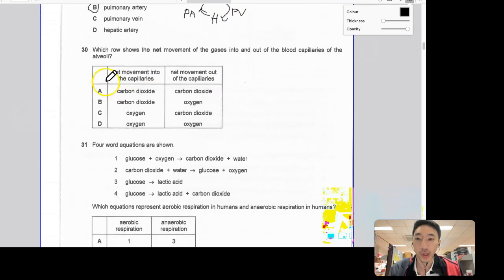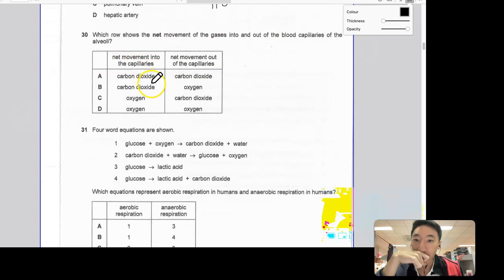Okay, next we have question 30. Which row shows the net movement of gases in and out of the blood capillaries of the alveoli? So net movement into the capillaries, carbon dioxide, so wrong. Oh wait, what am I talking about? Sorry, I'm thinking wrongly. Which shows the net movement of gases into and out of the blood capillaries of the alveoli.